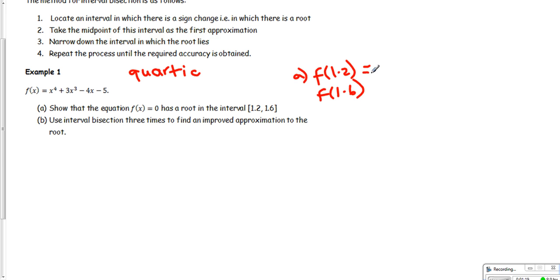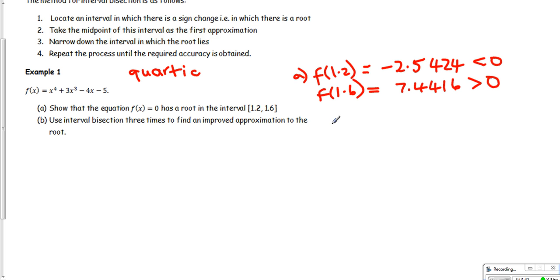So you should have got for f(1.2) minus 2.5424. And if you sub in 1.6, you should have got 7.4416. You can see that this first one is less than 0 and the second one is greater than 0. So writing this shows the examiner that you're considering a change of sign.